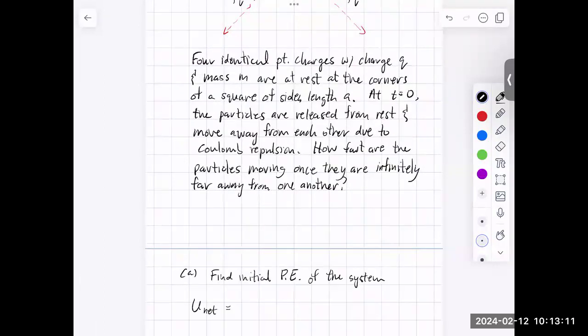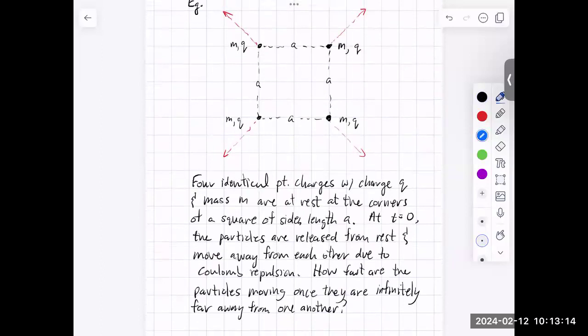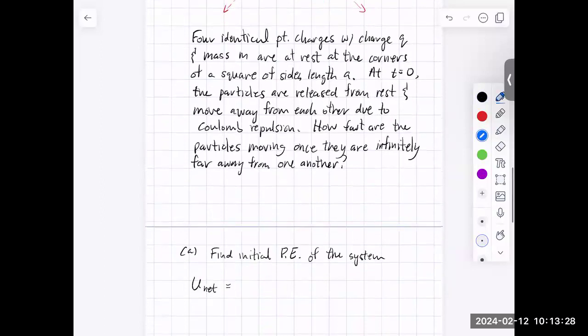Let's go back to this picture and label the 4 corners. It doesn't matter what I label them. I'll just go clockwise around. So we have corners 1, 2, 3, and 4, where we have all these identical particles of mass M and charge Q. We know the potential energy between a pair of point charges. For example, if the problem was just to find the potential energy between point charges 1 and 2, we could do that. But then I also have the potential energy between 1 and 3, 1 and 4, 2 and 3, 2 and 4, and 3 and 4.